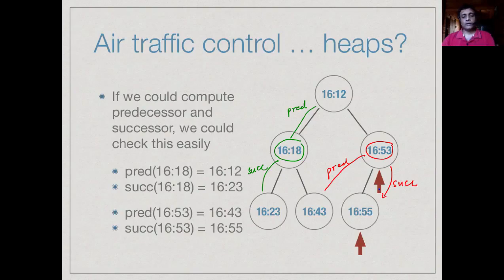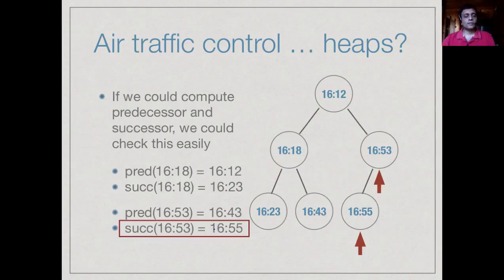However, the important thing to note is if we could compute predecessor and successor, then we can solve this problem, because once we look at the successor or the predecessor and we find something which is within 3 minutes, then we can flag a warning and signal to that aircraft that that request is not tenable.